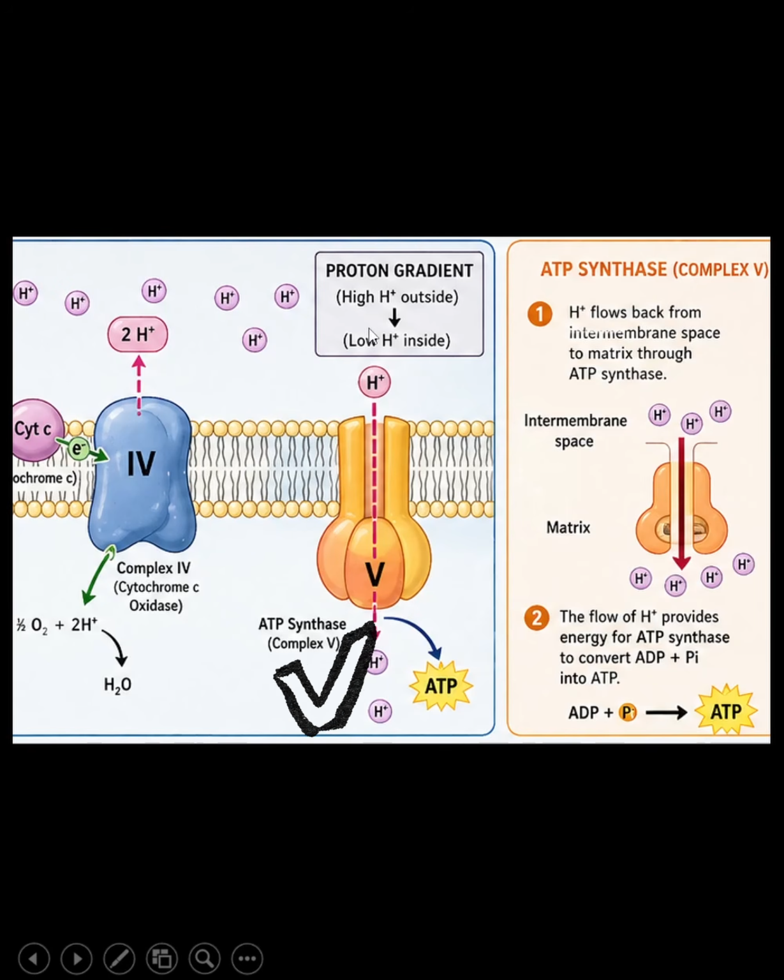So ATP synthase, using that proton gradient which stores energy, catalyzes the condensation of ADP and inorganic phosphate to form ATP. And electrons, obviously, cannot keep on flowing forever. So in complex 4, oxygen acts as the final electron acceptor and forms water. If there is no oxygen, then this process would be stopped immediately.